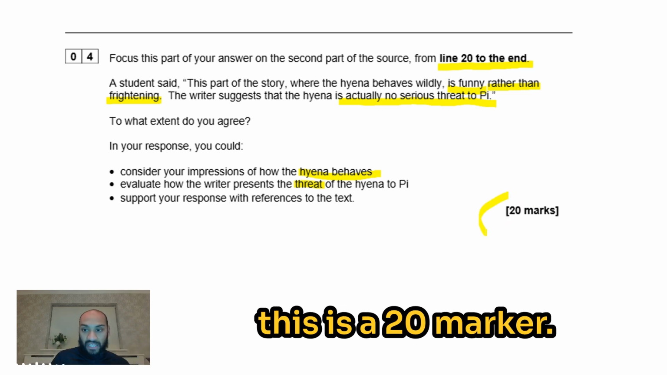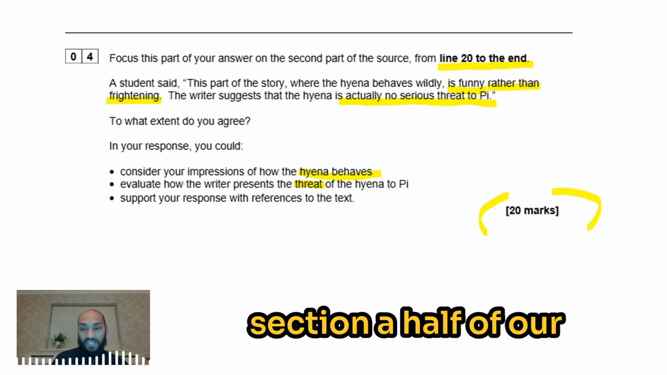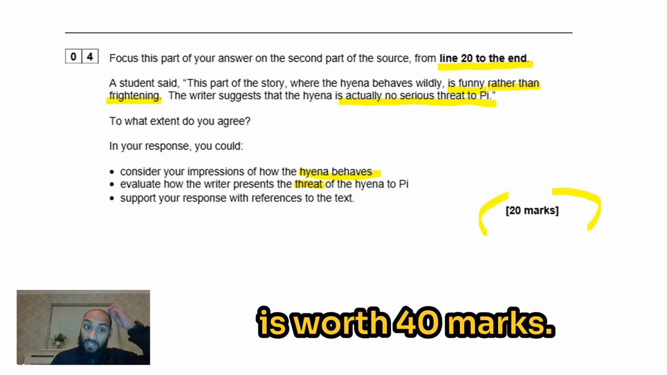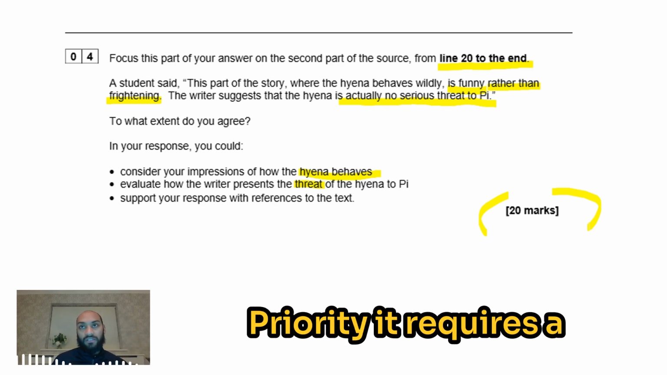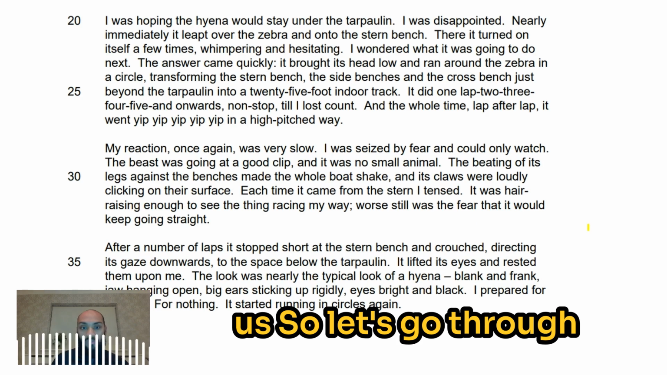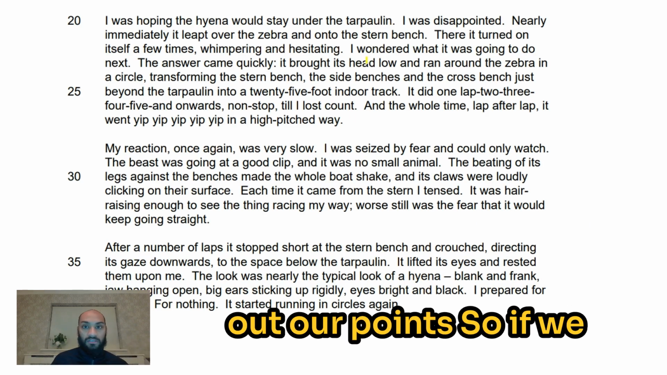And remember, this is a 20 marker. This is a huge part of section A. Half of our marks for section A is worth 40 marks. So question 4 requires priority. It requires a lot of attention from us. So let's go through the extract and then see where we can pick out our points.